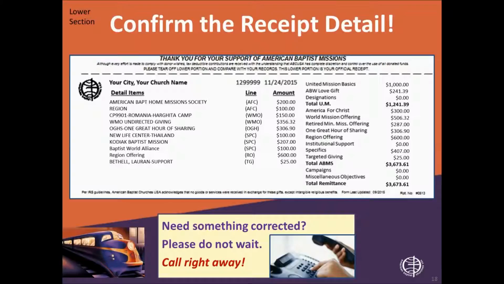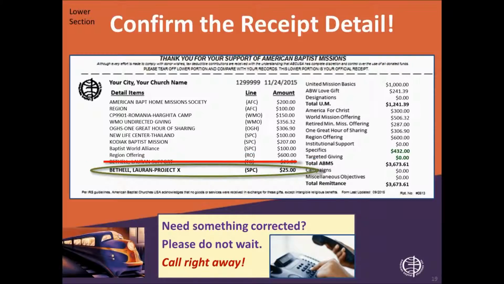And what we would like you to do is to call right away. Please don't wait. Lots of times people forget, they have the best intentions, and then it just gets on a pile of paper somewhere and doesn't get done. And then we create problems. So let's say that we're looking at the bottom project, the bottom detail, the Lauren Bethel support, and it's for $25, and right now it's going to targeted giving. It says support on there, and perhaps you meant it to be Project X. So you called to have that changed, and it moves from targeted giving into specifics. It's a small detail, but it's an important detail.